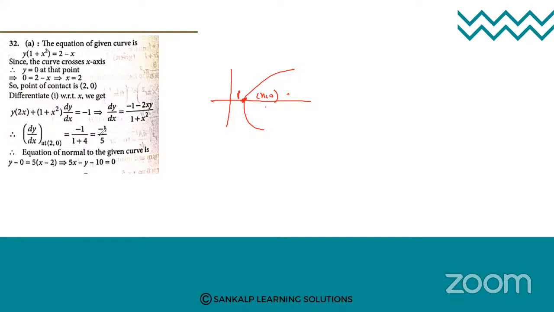So the slope of the tangent we have got is minus 1 upon 5, so this will be equal to 5 as the slope of the normal. Now we know the equation of the normal to the given curve, which is passing through the point 0 comma 2, given in the question. The point of contact is 2 comma 0. So when you substitute the x and y coordinates as 0 comma 2, we will get the equation of the normal. Okay, so next question.